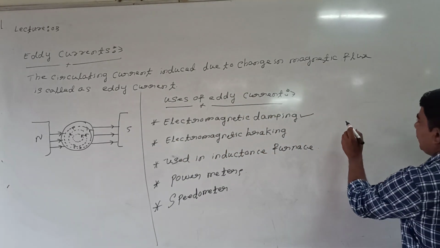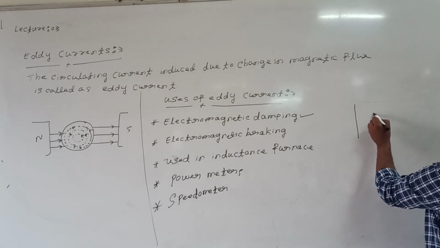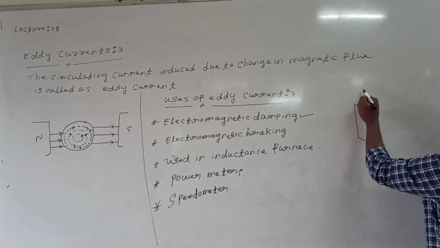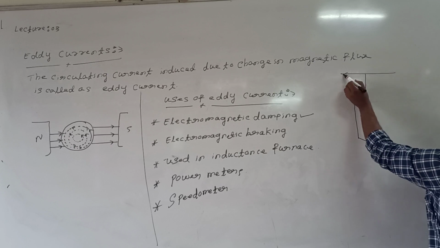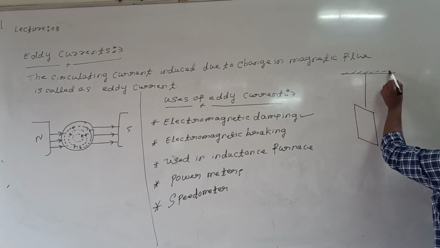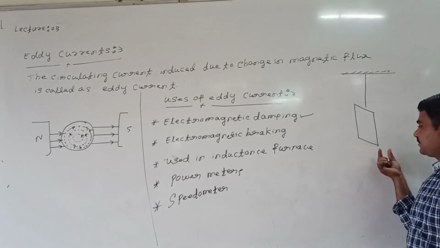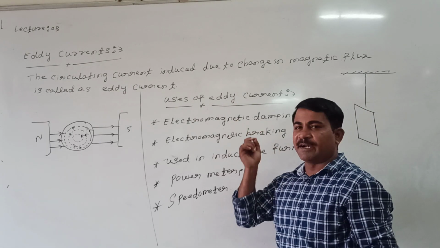Initially I take a coil, a rectangular coil. This rectangular coil is freely suspended. Are you following me? Now, this coil rotates in this way. What do I say? Electromagnetic damping.